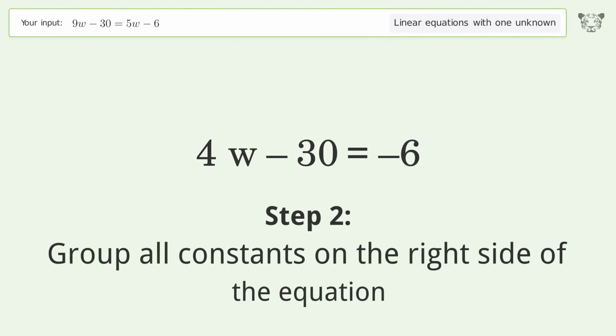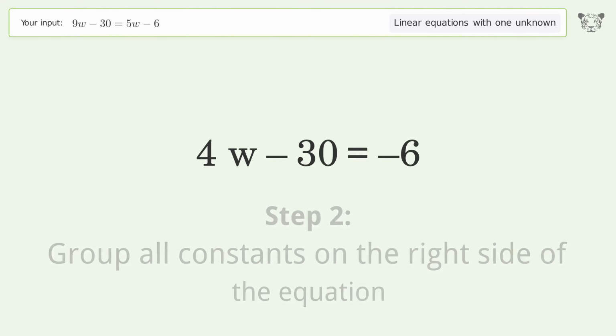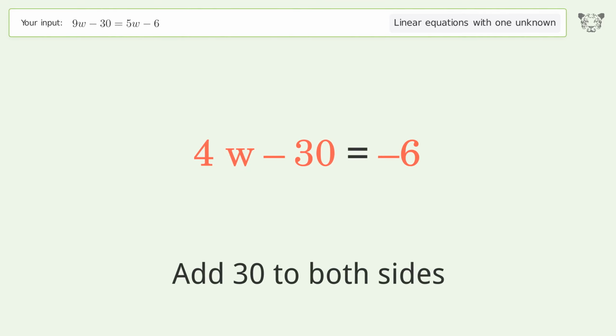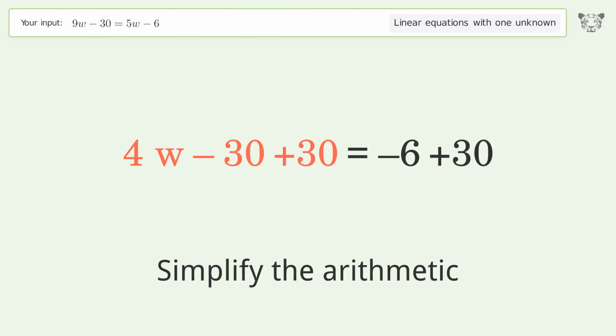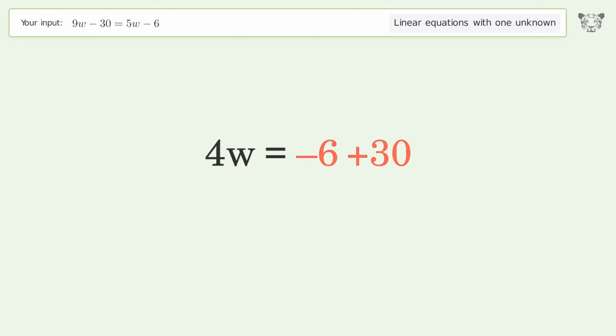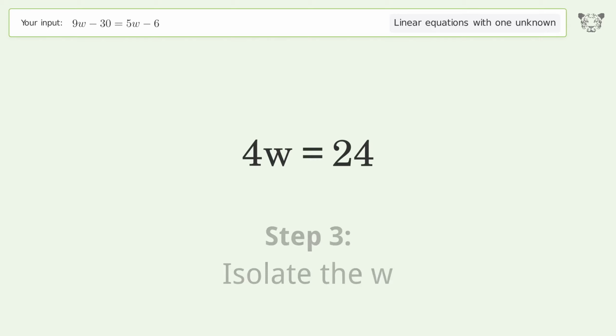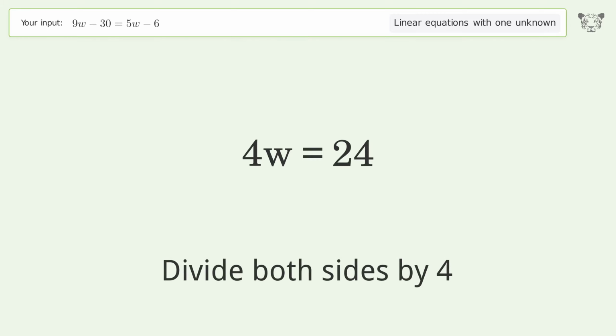Group all constants on the right side of the equation. Add 30 to both sides. Simplify the arithmetic. Isolate the w. Divide both sides by 4.